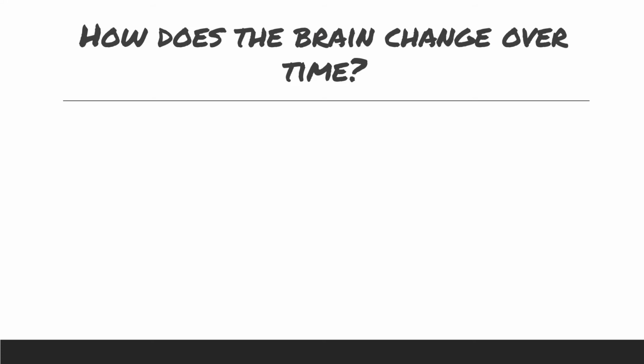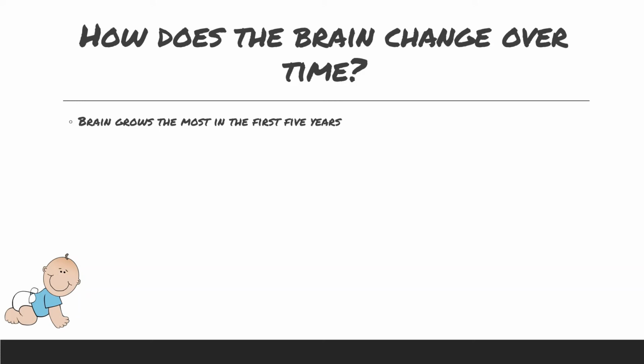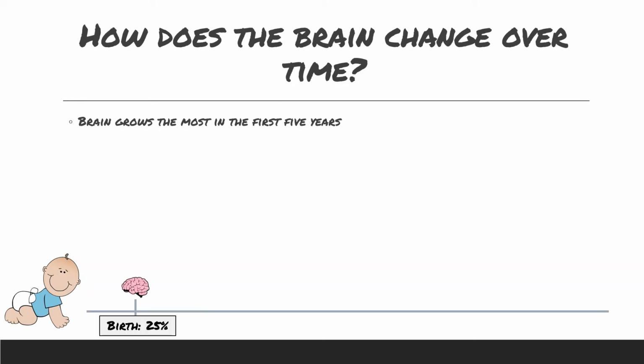So now you know that your brain has many cool structures and functions that are useful in your everyday life. But how does your brain grow and change over time? Researchers found that the brain actually grows the most during the first 5 years of life compared to any other year. When children are born, their brains are about 1/4 the size of the average adult brain.